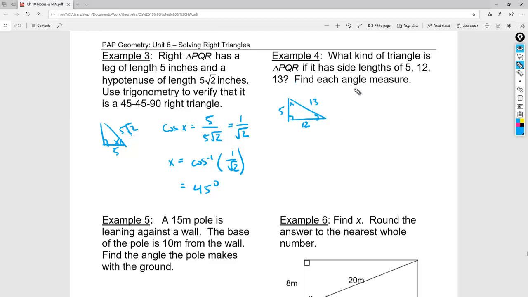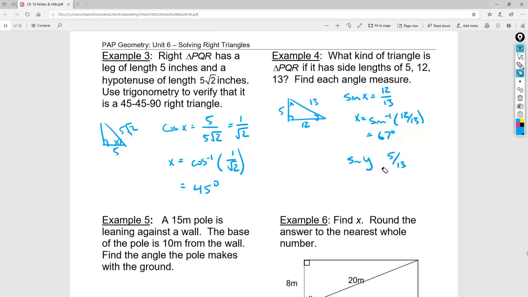Okay, so I just need to set up some ratios here. So sine of X would be 12 over 13. Okay, so if I solve for x, I would end up getting inverse sine of 12 over 13, which is going to be 67 degrees. You can just use your property of triangles to find y, or we could set up our own sine for y. So sine of y would be 5 over 13.